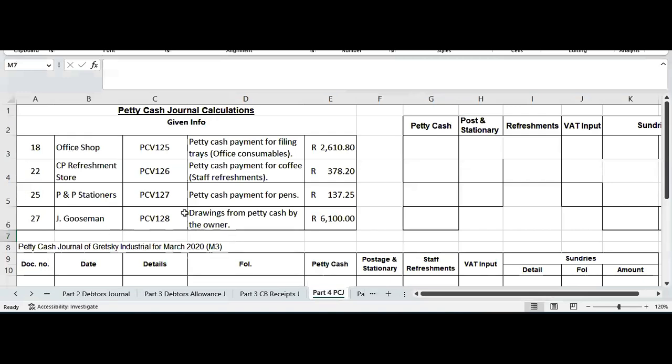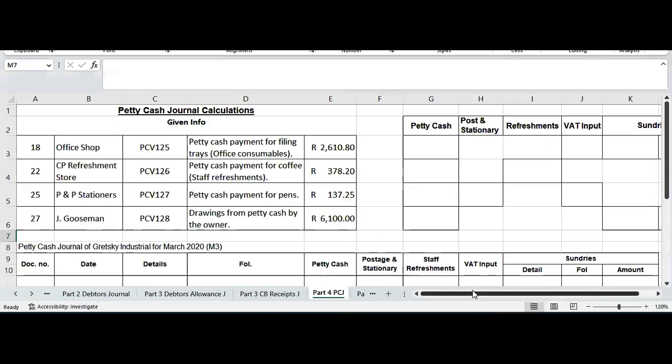So this is what happened with regard to the dealing of our petty cash. On the 18th, there was a petty cash payment for filing trays, and the account there is office consumables. Then on the 22nd, there was petty cash payment for coffee, but that is staff refreshments. And then on the 25th, there was petty cash payments for pens, that is just stationery. And then, of course, on the 27th, the drawer took some money from petty cash. And the owner is entitled to do that, and that is what he did.